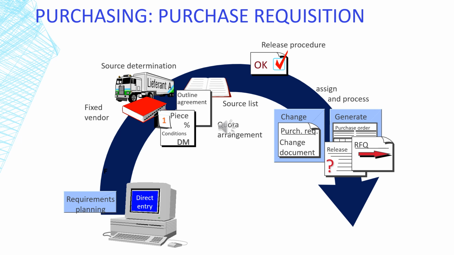Now we need to create a purchase requisition. In case any modification is needed, we can change the purchase requisition. Once the purchase requisition has been fulfilled, then we can request a purchase order.